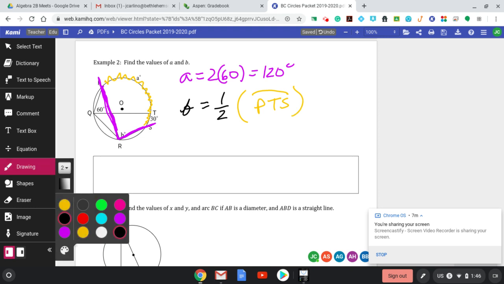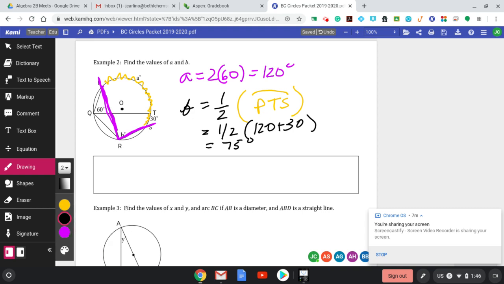All right, and if you take that, that should be half of, let's see, PTS consists of the 120 I just found and the 30, that's TS. So that's going to be half of 150 or 75 degrees. Okay, so you got to make sure you know what arc it's going to so you can take half of it. All right, next up, we got a little box here because we're going to write a theorem in there.